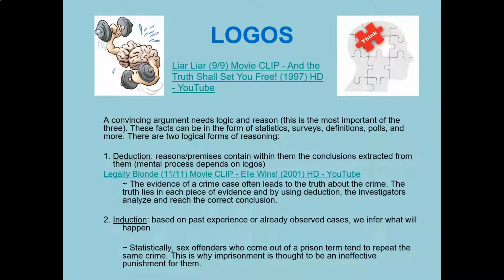the same crime. But again, induction just means you're using what you already know, what you already experienced, to make some kind of a decision or some kind of a guess about an action in the future. So deduction is that mental process of breaking it down. Induction is the process of forming a hypothesis of what's to come based on factual information from the past. And that, my friends, is logos.